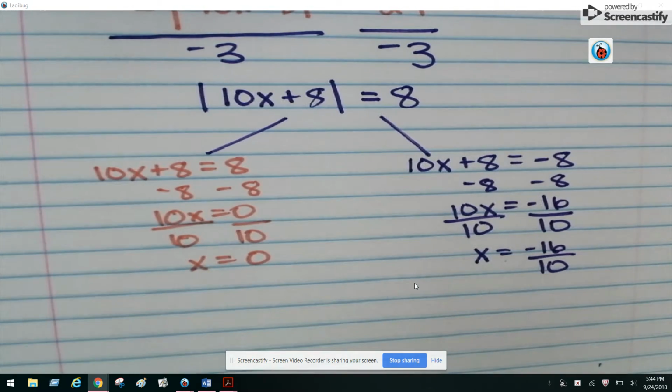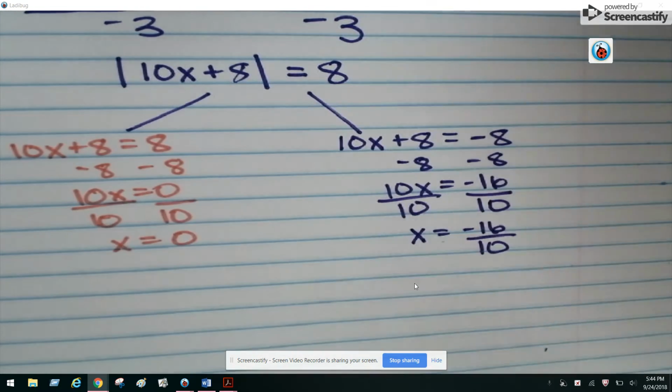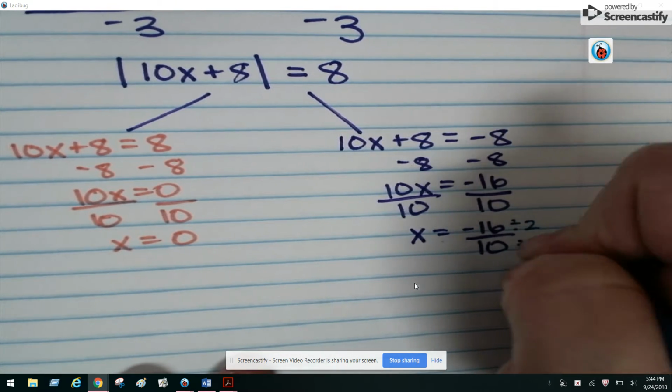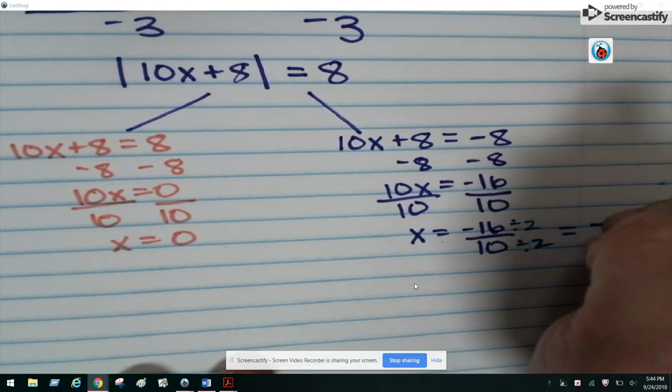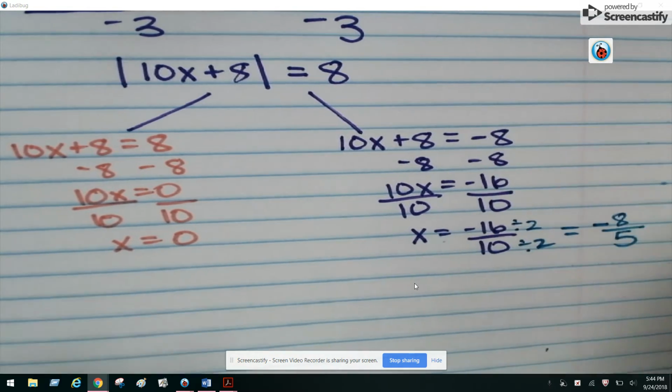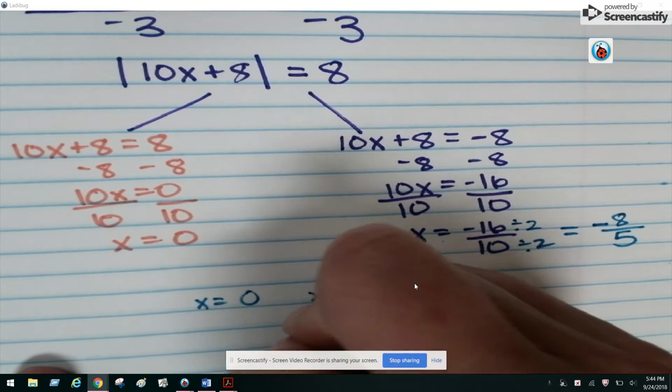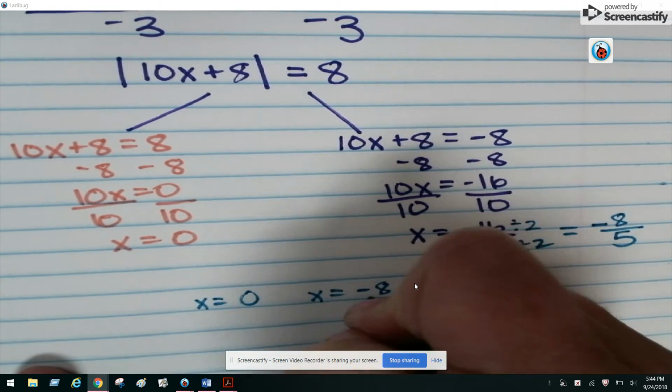You always want to see if you can simplify. I know these are even numbers, so I definitely can simplify. So I'm going to divide each by 2. So we will get negative 8 fifths. So our two answers for this would be x equals 0, and x equals negative 8 fifths.